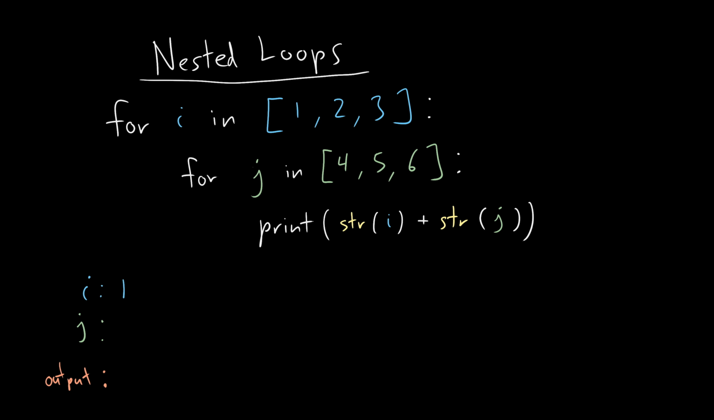First, in the first loop, i takes on the value 1. And then what's the next statement? The next statement says for j in 4, 5, 6, okay, so j takes on the value 4 because that is the first element, okay? And then once you're in this loop, you want to print i plus j as a string. So it becomes 14 because 1 and 4, 14, right?